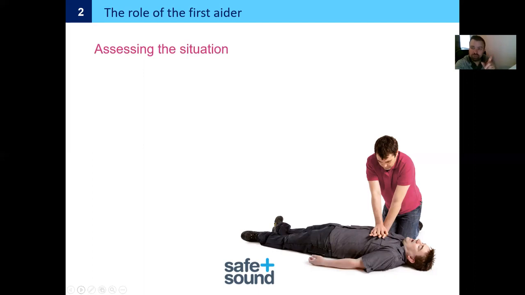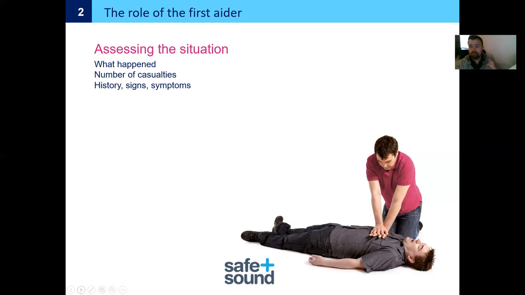So what's the role of the first aider? Well, you are normally the first person on the scene of an incident or an accident. So with anything, if we think about our reporting duties, the first thing we need to do is assess the situation. And we assess the situation by checking for danger. So am I or the casualty in danger? And we're going to make sure it's safe. We're going to look for those clues. So what happened? What caused this incident or accident? Do we know the history? What are the signs and the symptoms?